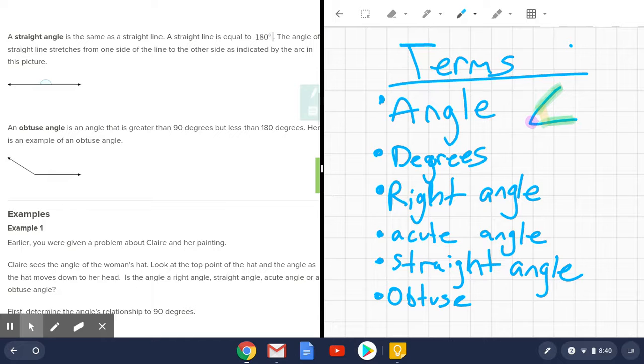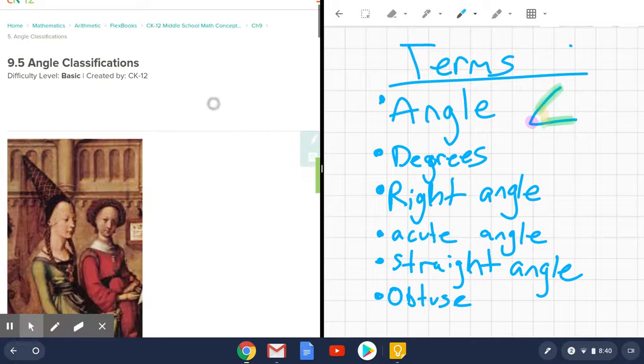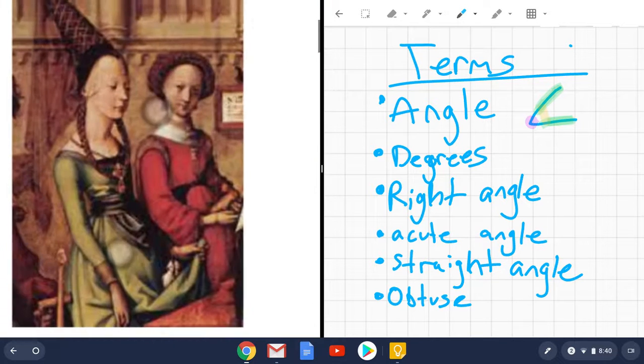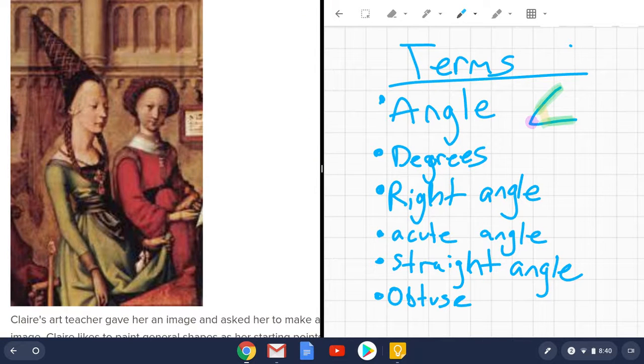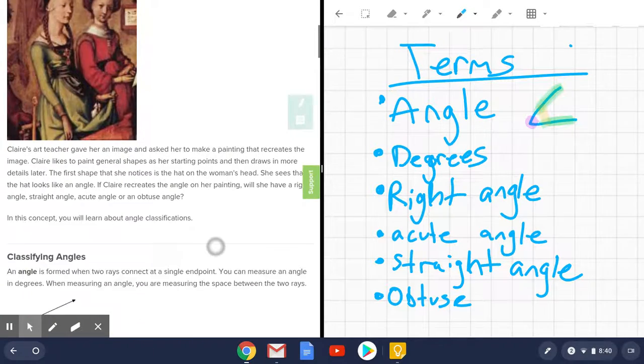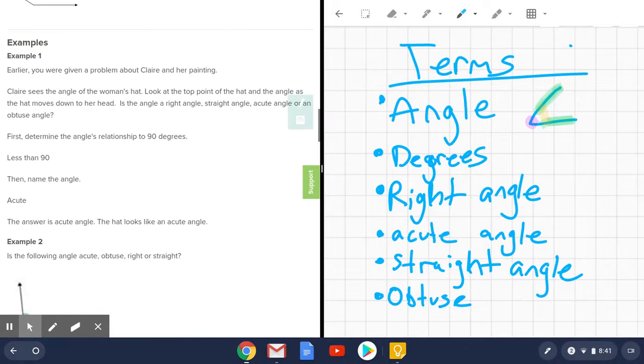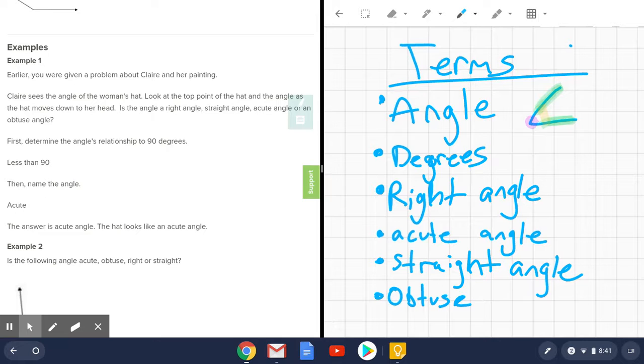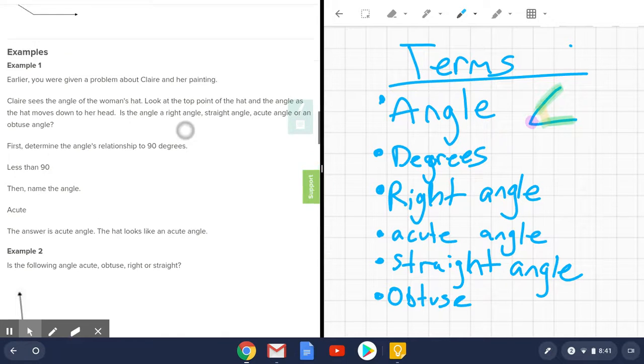So, welcome back, guys. Earlier, we were given a problem about Claire and her painting. Remember from yesterday how we were talking about Claire's art assignment was to recreate a picture? And this looks like a Renaissance painting. She normally starts with her shapes, right? We remember that from yesterday. Look at the top point of the hat and the angle as the hat moves down her head. Is the angle right, straight, acute, or an obtuse angle?